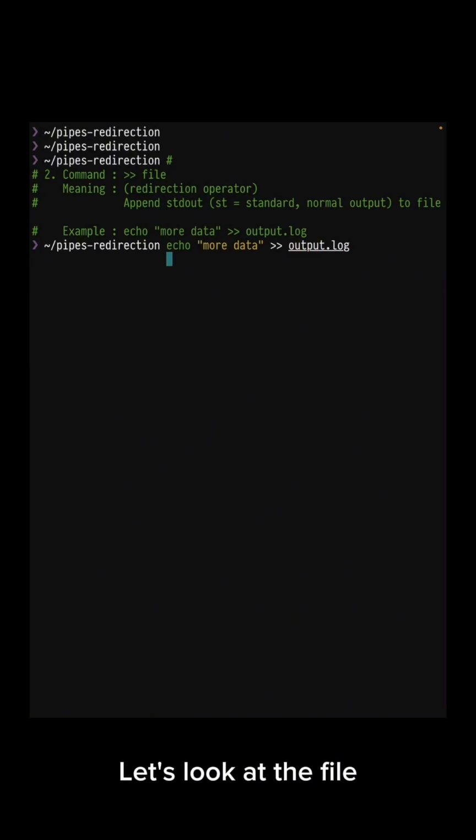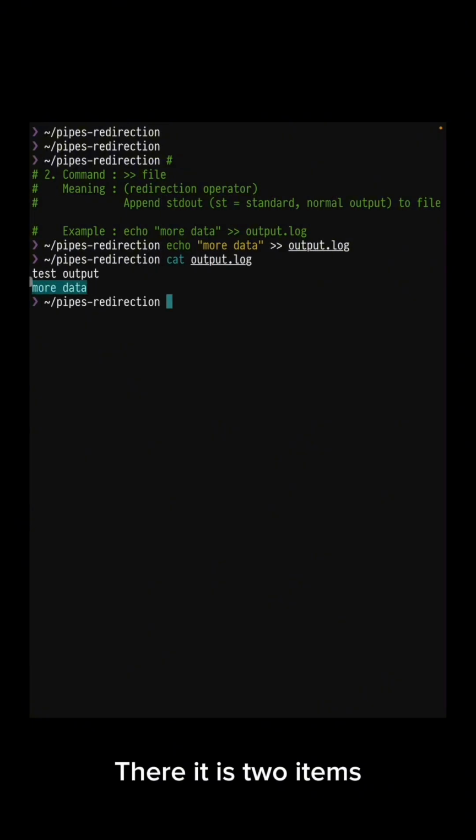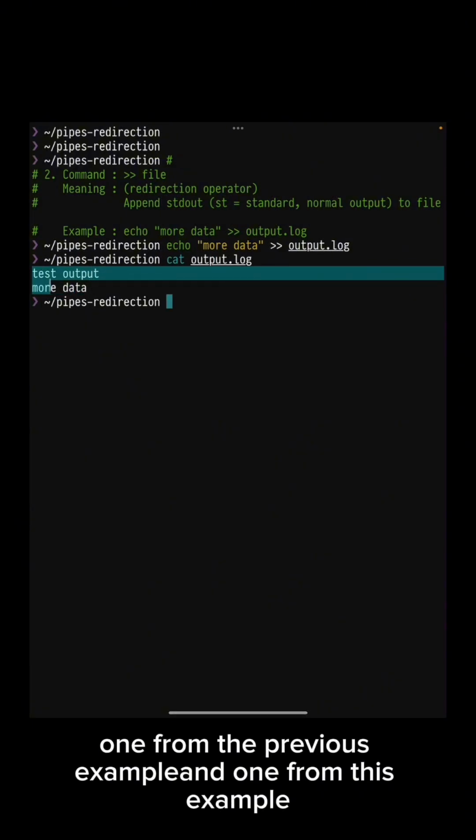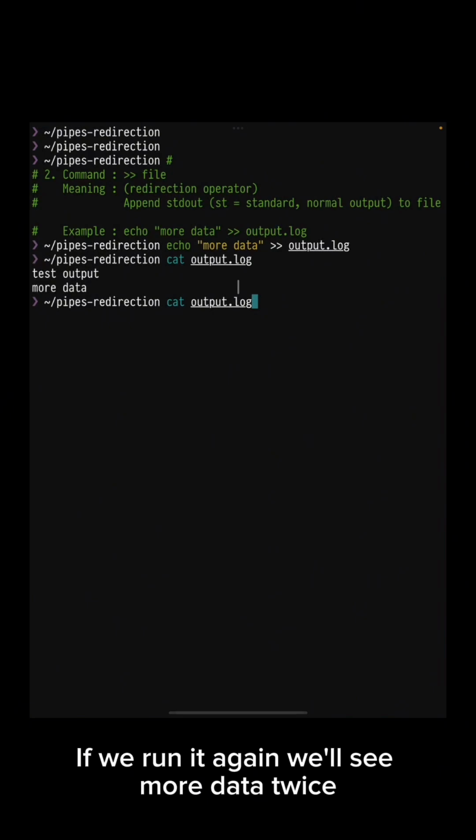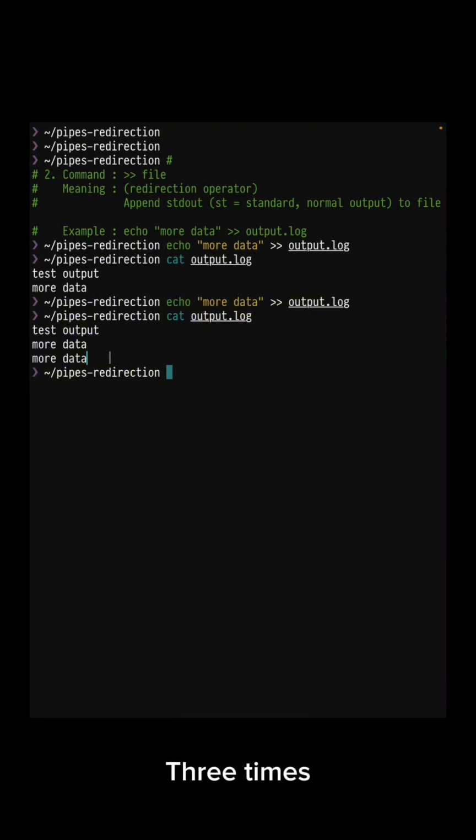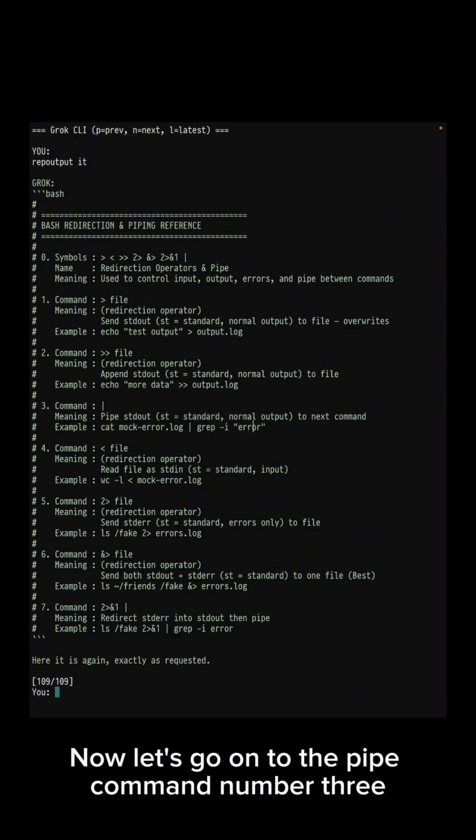Let's look at the file output.log. There it is, 2 items, one from the previous example and one from this example. If we run it again, we'll see more data twice, so there'll be 3 lines there. That's enough of that. Now, let's go on to the pipe command, number 3.